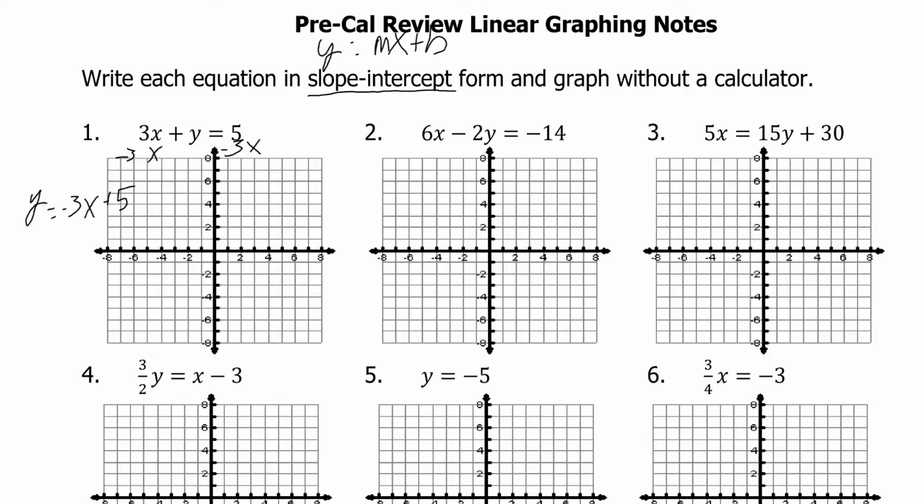If y'all remember correctly, the plus 5 is where this graph is going to cross the y-axis. So we put a dot right there at 5. The slope is negative 3, so we're going to go down 3, over 1. 1, 2, 3 over 1. Then all we have left to do is connect our dots and draw little arrows on the end.